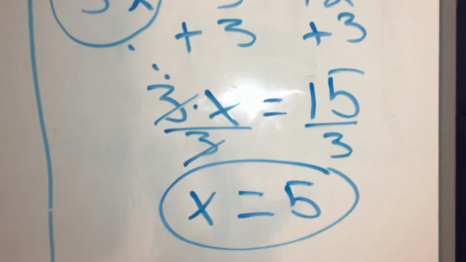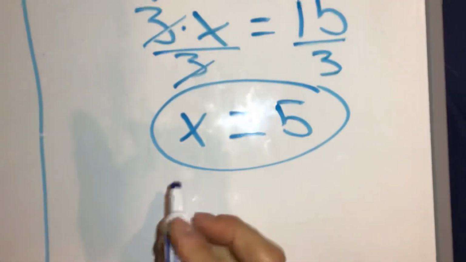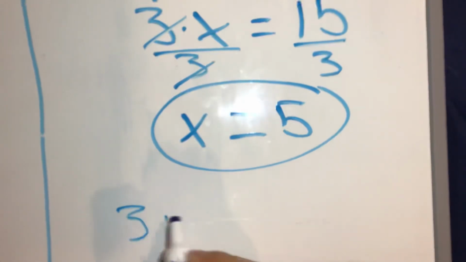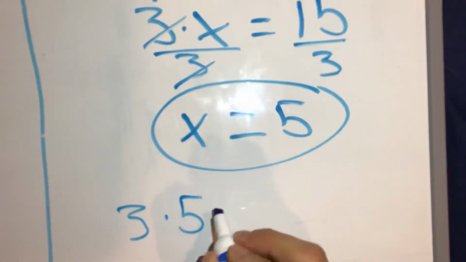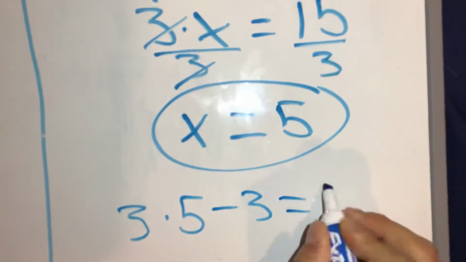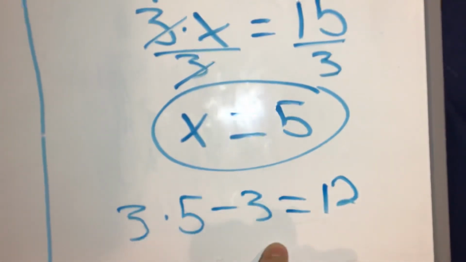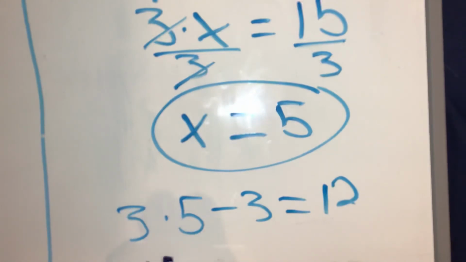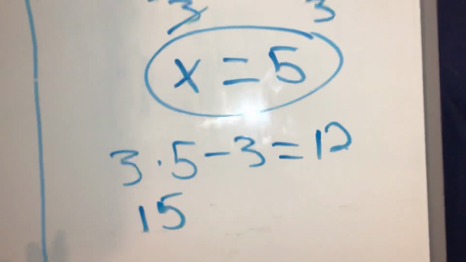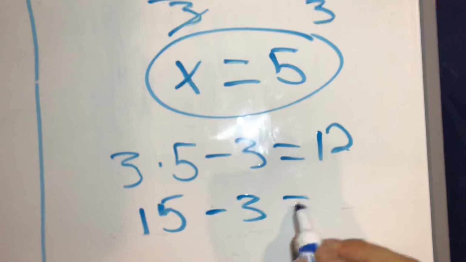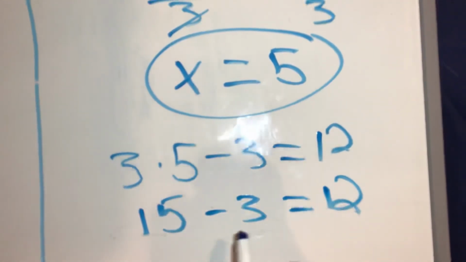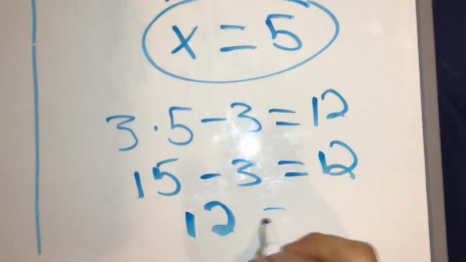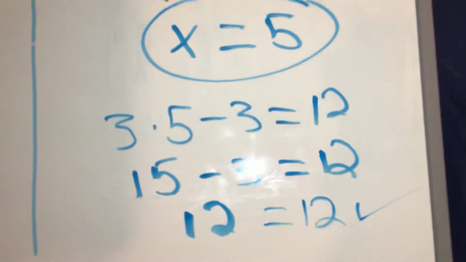X equals 5 here. Now I need to make sure what I did was correct. So let me plug in that 5. I have 3 times 5 minus 3 equals 12. And this was the original equation from above. So nothing changed there. 3 times 5 is 15. I'll slide that up. Minus 3 equals 12. 15 minus 3 is, well, 12. And in fact, 12 equals 12. So we are good. So those are our notes for two-step equations today.